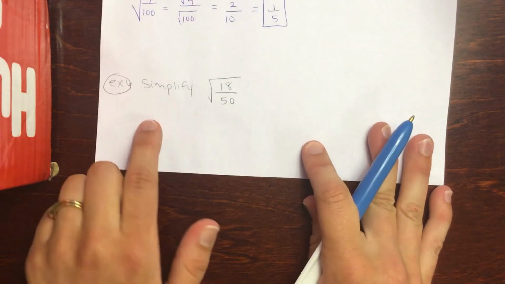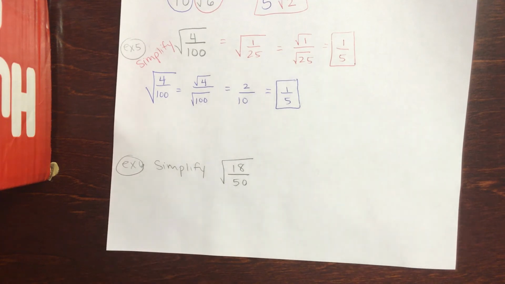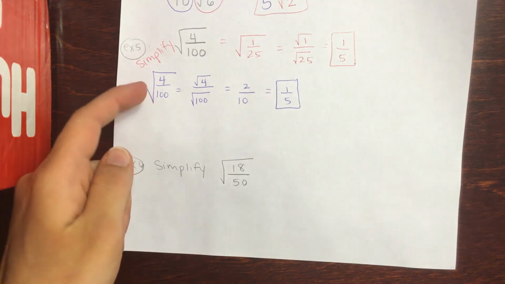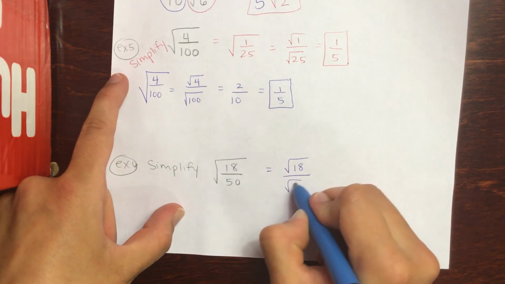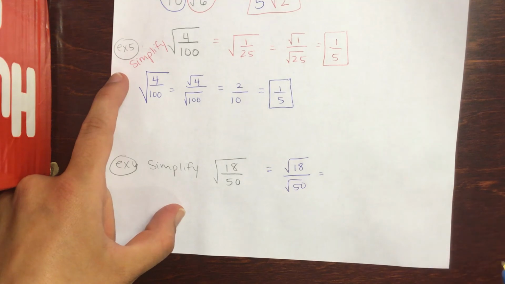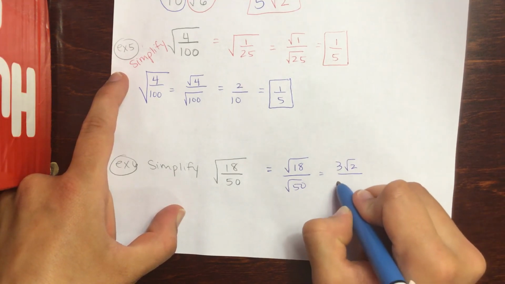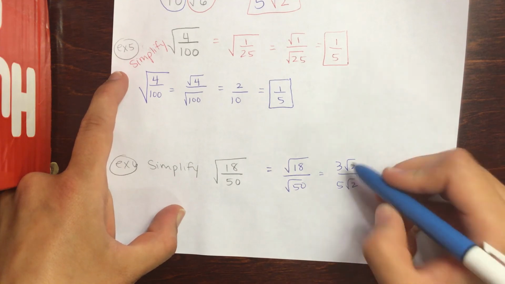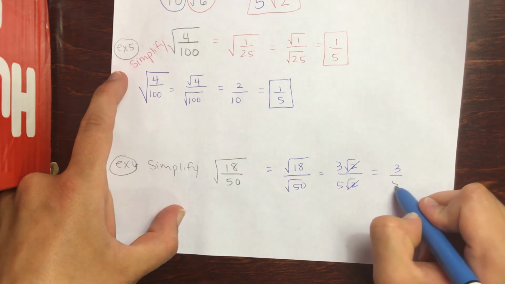Okay, for example 6, same idea. I could go on and distribute my square roots and then try and simplify everything like I did here. If I did that, the square root of 18, the square root of 50. To save us time, that would be 3 square root 2, and that would be 5 square root 2. The 2 square root 2's cancel each other out, and this is 3/5.